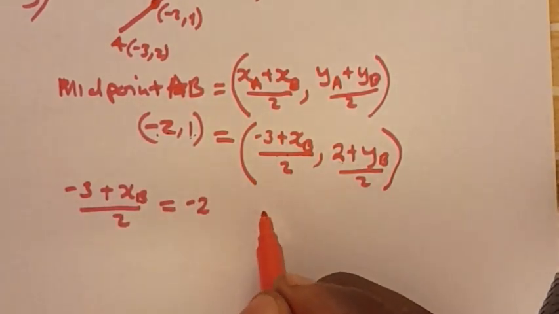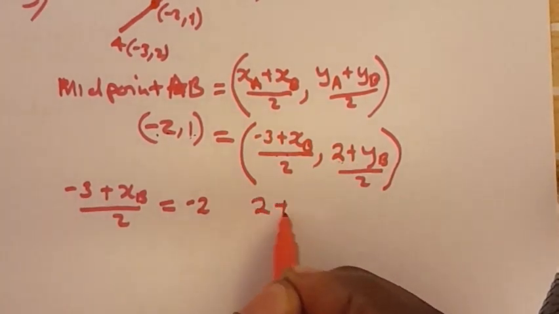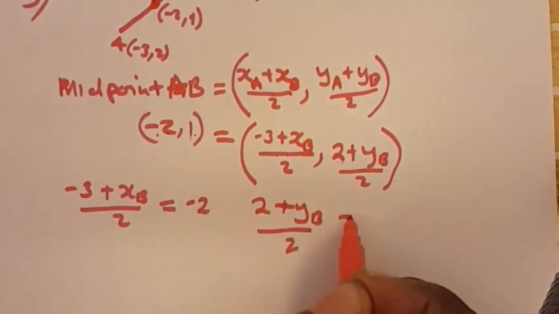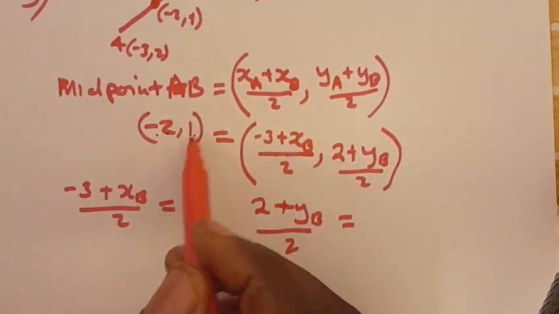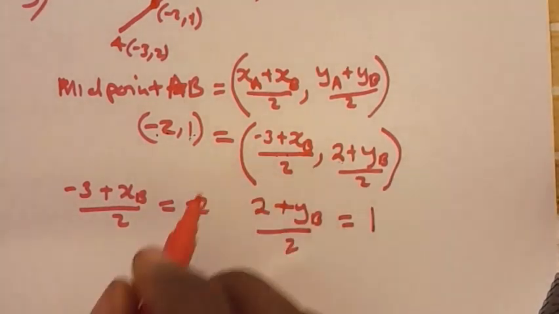We should also do the same with the Y, so we have (2 + Y in B) over 2 should be equal to the Y coordinate in the midpoint, which is 1, so should be equal to 1, like that.